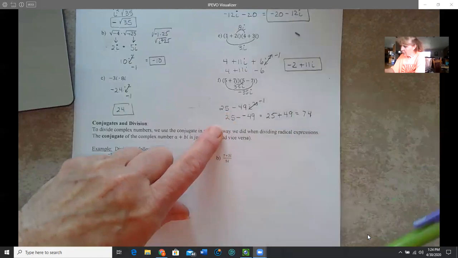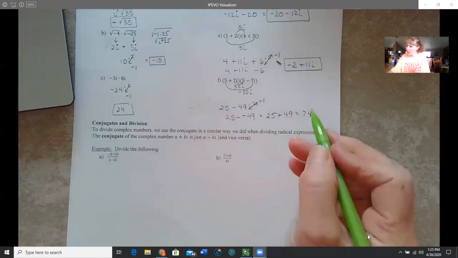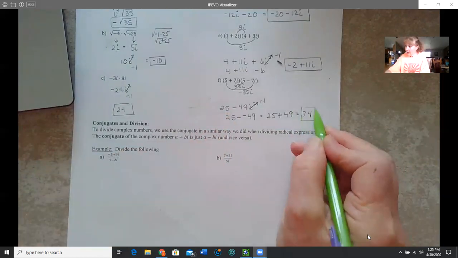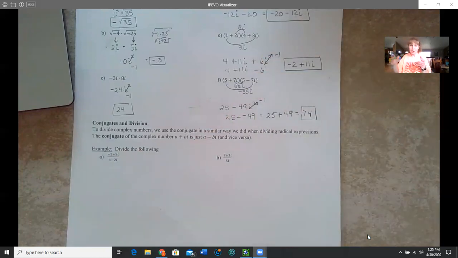Okay, so we come up with 74, and notice that's it. You just have the real part. The imaginary part is gone. You just end up with the real, positive 74.